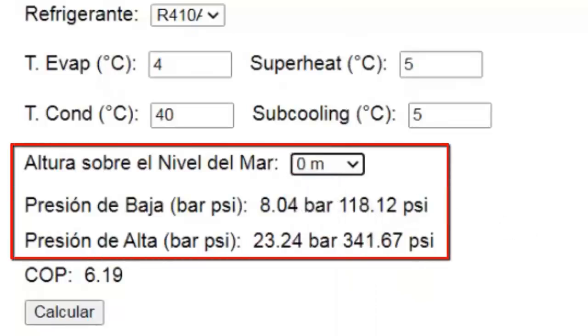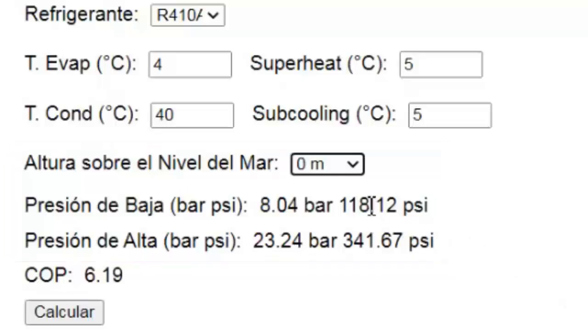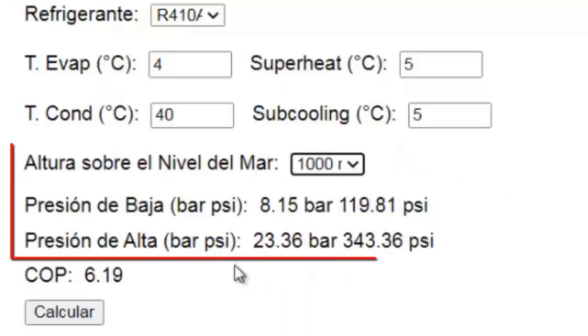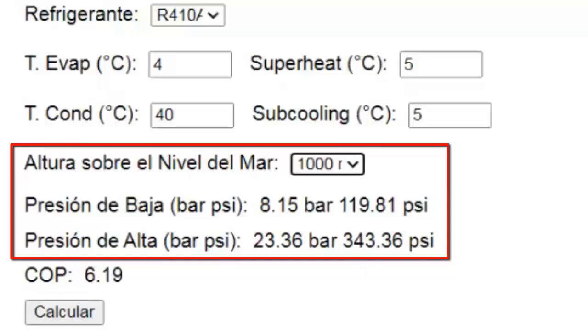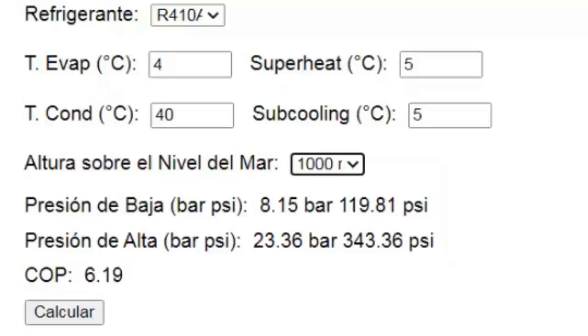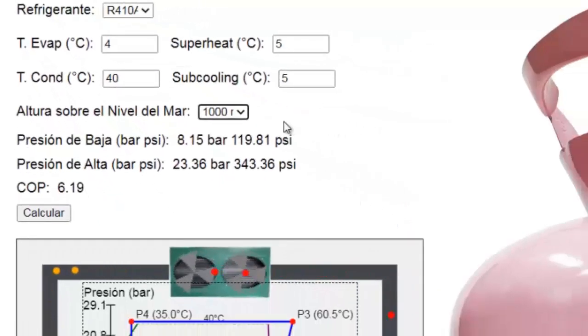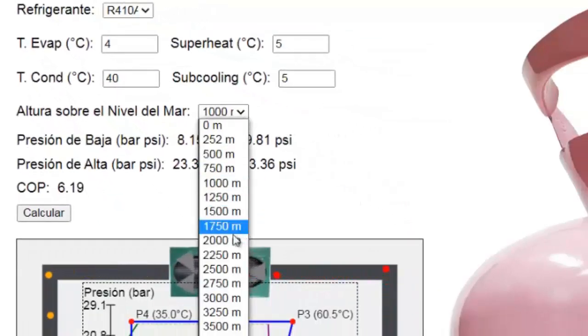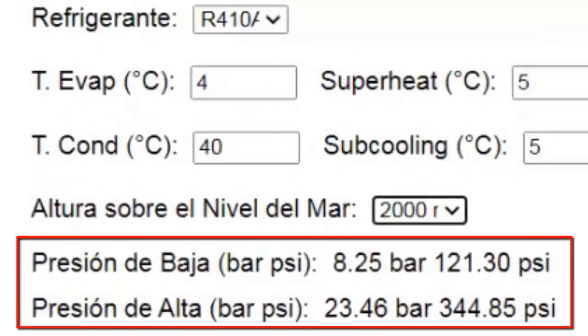9. In this way, the gauge pressure will vary from one location to another. For example, at 1,000 meters above sea level, the low and high pressures adjust to the values shown on screen. 10. At 2,000 meters above sea level, the low and high pressures change according to the values shown in the diagram.